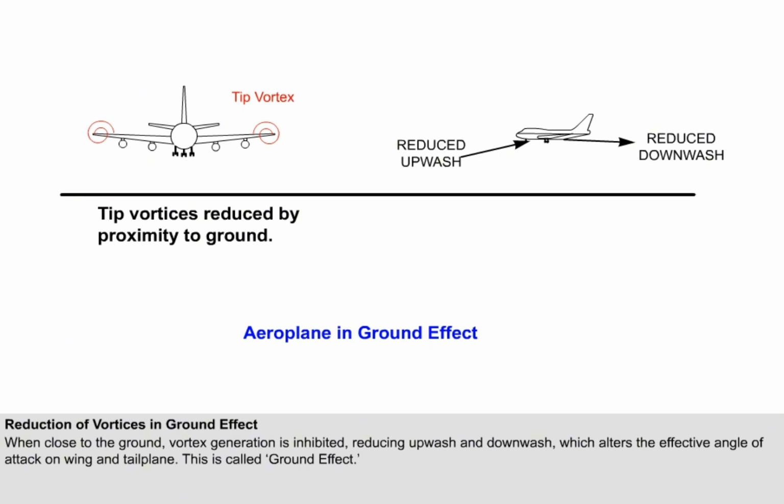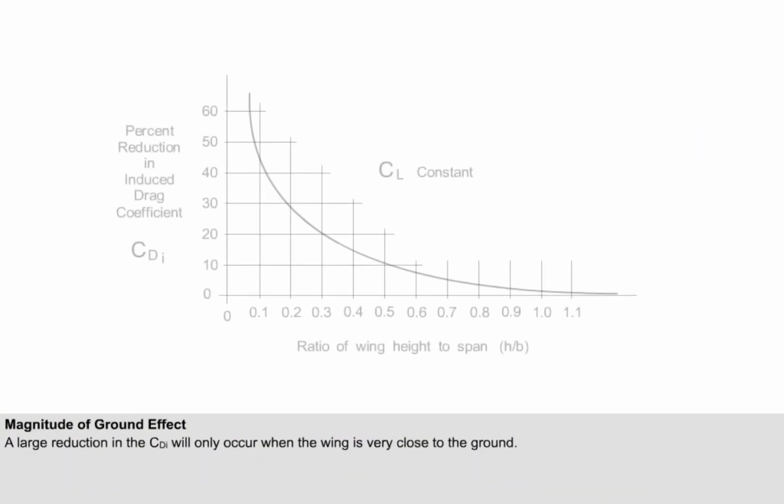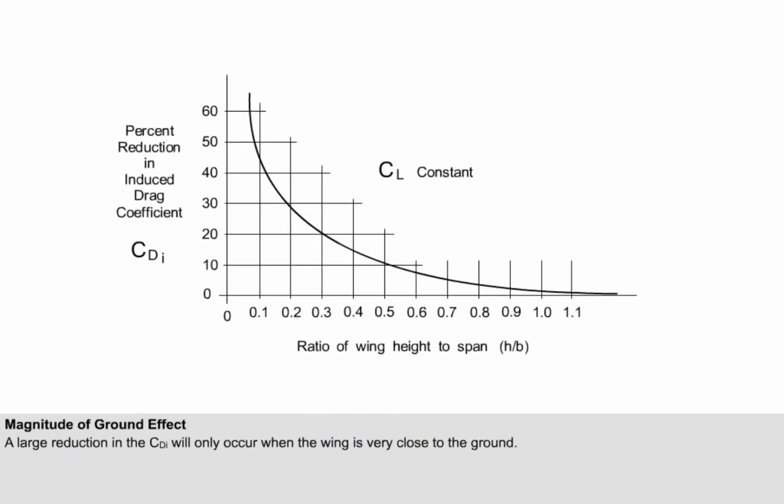This lesson examines what happens when an aircraft is in ground effect. Generally, lift will be increased and induced drag will be reduced. In addition, the reduced downwash will affect both longitudinal stability and tailplane pitching moment. The influence of ground effect depends on the distance of the wing above the ground. A large reduction in the induced drag coefficient, CDI, will only occur when the wing is very close to the ground, that is, within about half a wingspan.